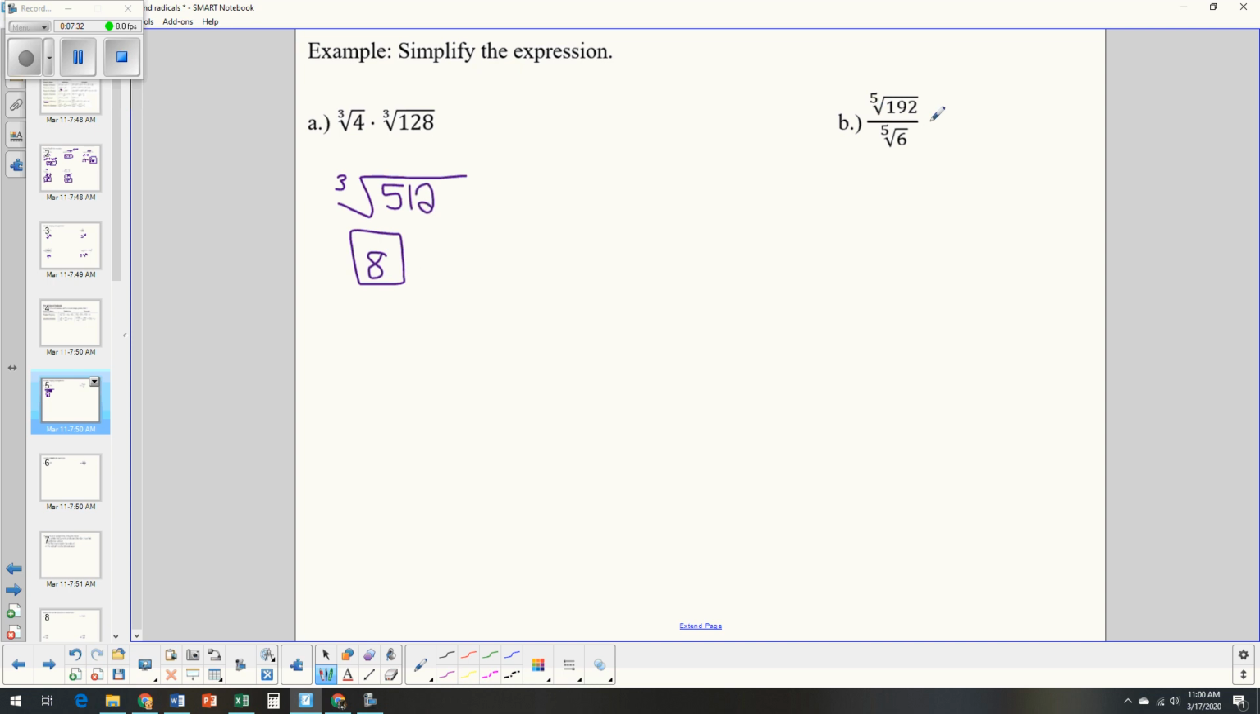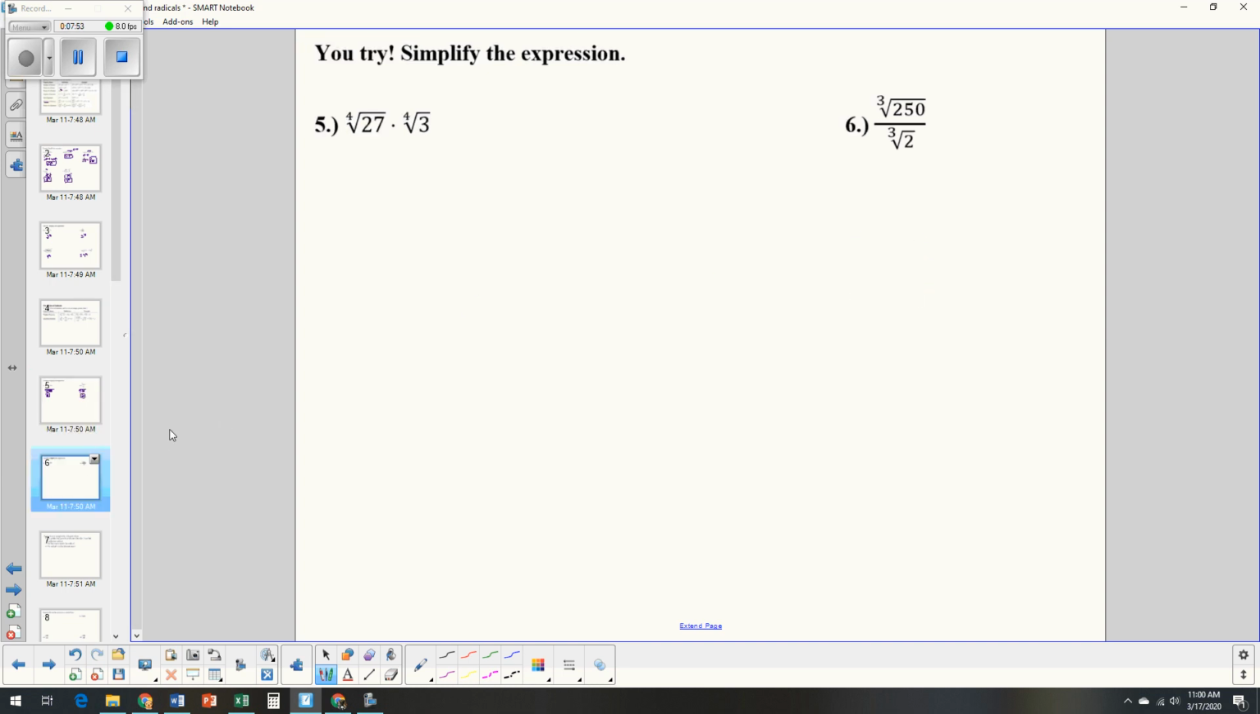In B, we're going to do the same thing. We have division, so we'll divide. My answer will be the fifth root of whatever 192 divided by 6 is. That's 32. And again, if we use our handy dandy sheet, the fifth root of 32 is 2. Same deal. You're going to try these, pause, and when you're ready, unpause to see the answers. If you've unpaused, this one is 3, and this one is 5.